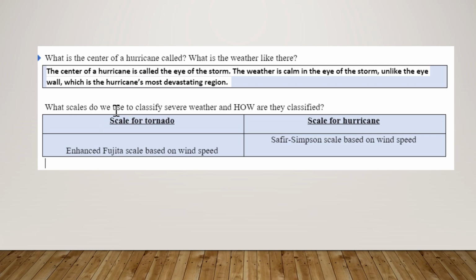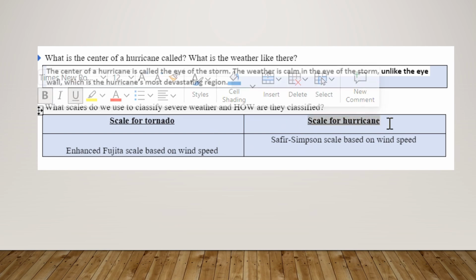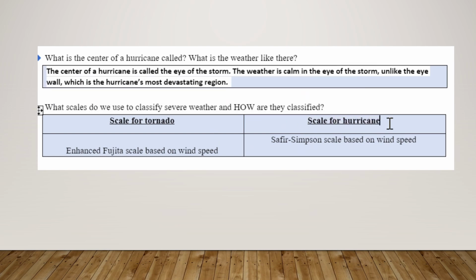Okay, and what scales do we use to classify our severe weather and how are they classified? So our scale for our tornado is the Enhanced Fujita scale, so it's EF0 all the way to EF5. And our scale for the hurricanes is the Saffir-Simpson scale, and they're both based on wind speed. Remember, we do name our hurricanes based on the alphabet. We do not name our tornadoes.